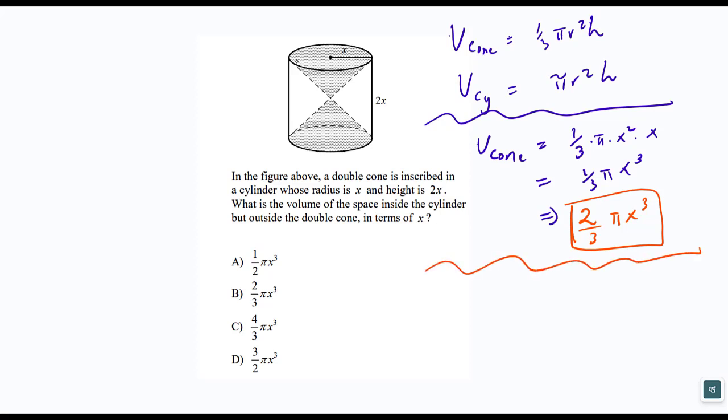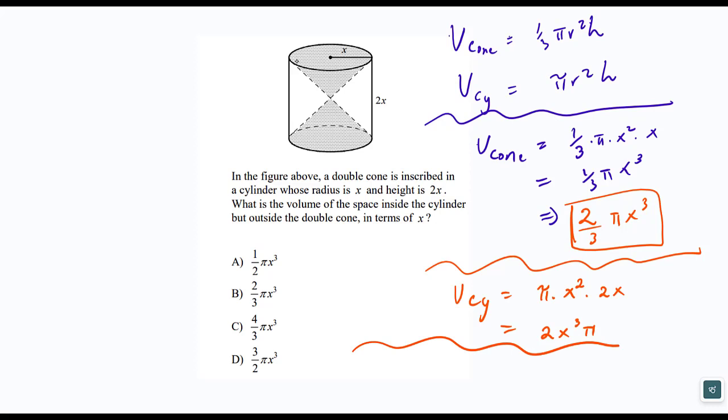Now I need the volume of the cylinder. So the volume of the cylinder, V cy, is going to simply be equal to pi times the radius, which is simply x, so that's x squared, times the height, which is 2x. So here I'm going to simply have 2x cubed pi, if I may write it like that. Now let me put it back in the same order.